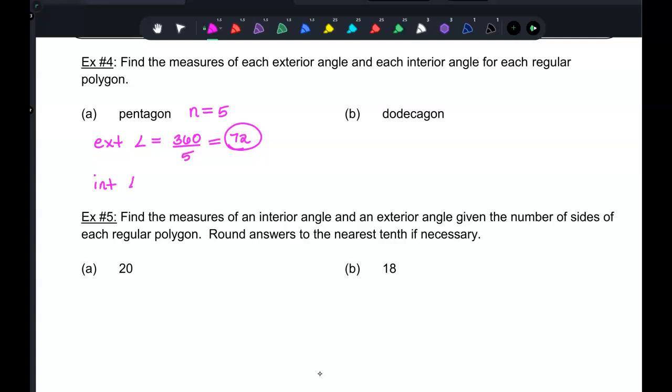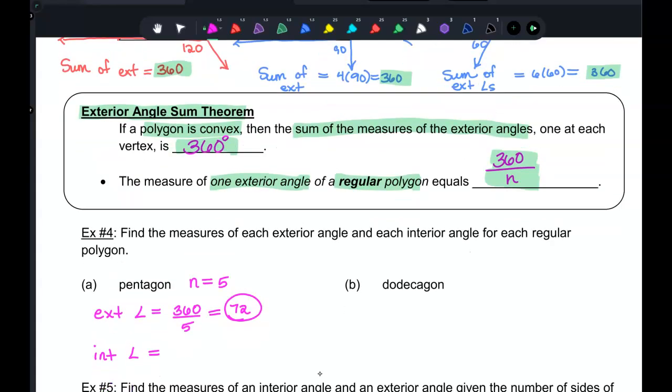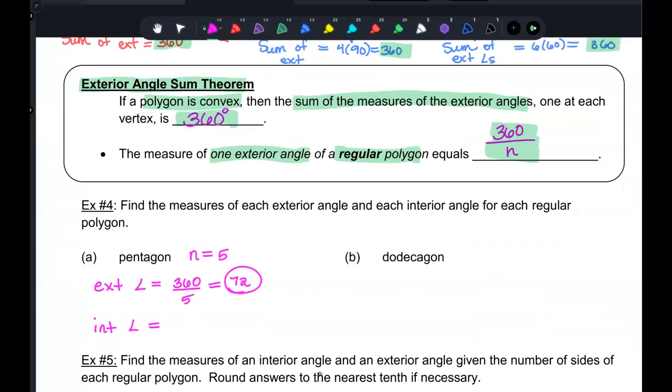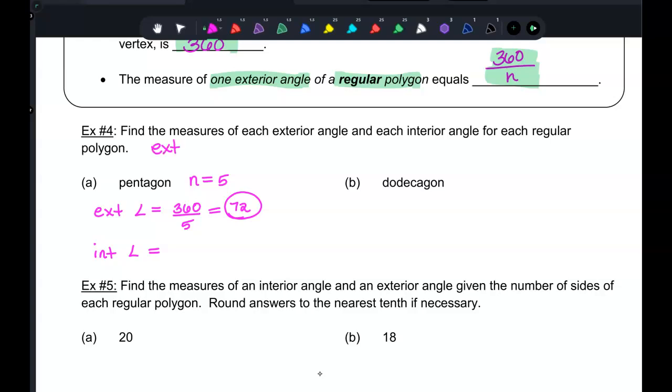Now I also want to find an interior angle. I gave you a formula for that. But what else do we see about interior angles and exterior angles? An exterior angle plus an interior angle is always going to be 180 degrees because they make a linear pair. So you could use the formula, but it's so much easier just to work with the exterior. It's going to be 180. So exterior and interior angles always make a linear pair, so these two are always going to add up to 180.